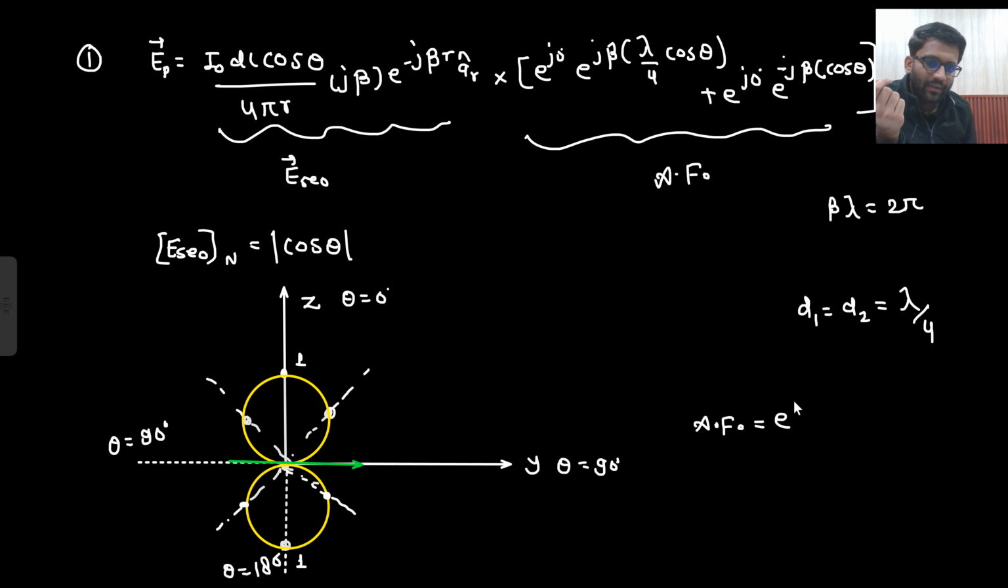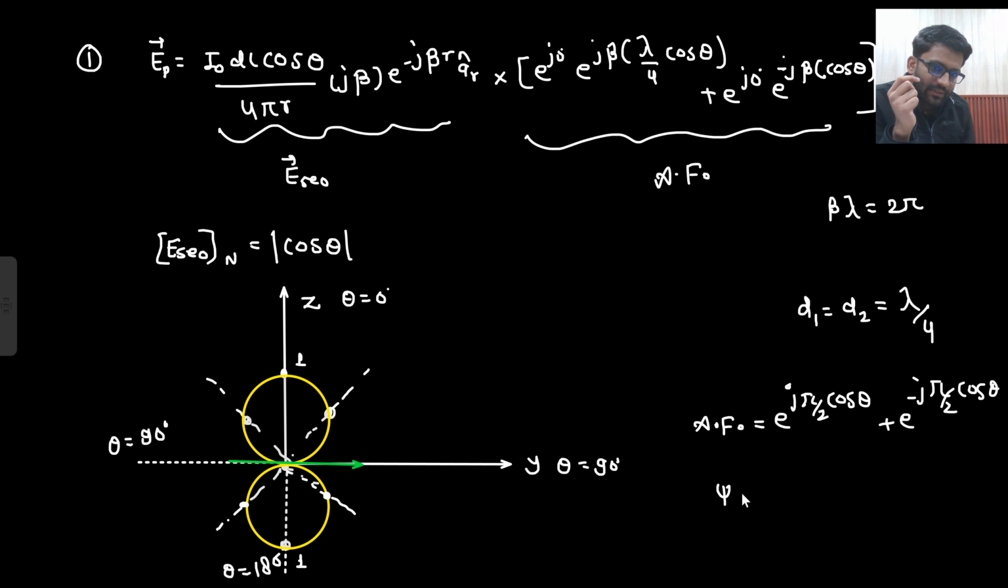So what can I write down? e to the power j pi by 2 cos theta, because beta into lambda is 2 pi, and 2 pi by 4 is pi by 2. Pi by 2 cos theta plus e to the power minus j pi by 2 cos theta.